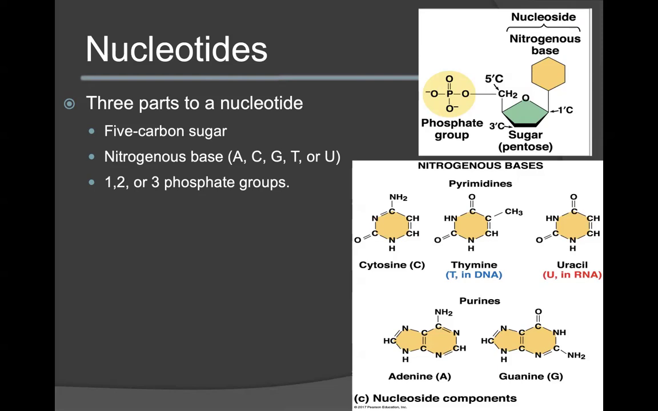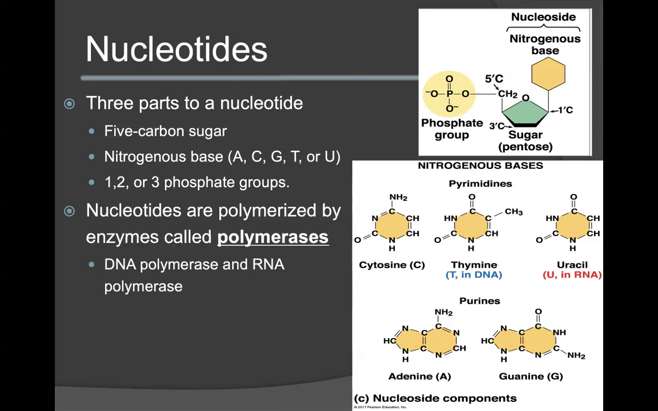Another important component to a nucleotide would be the phosphate group. So the phosphate group will be attached to the 5-carbon of the sugar. These nucleotides can contain 1, 2, or 3 phosphate groups. If you recall, ATP was a nucleotide that had 3 phosphate groups, and we will see how important ATP becomes in the cell when we get to respiration.